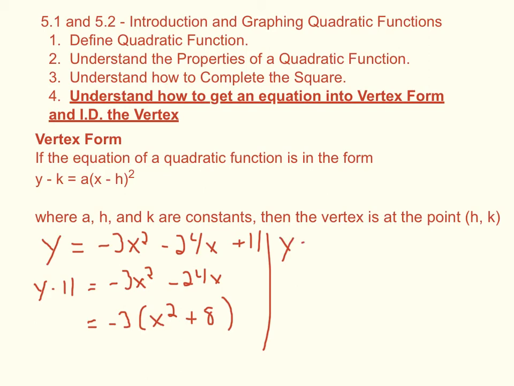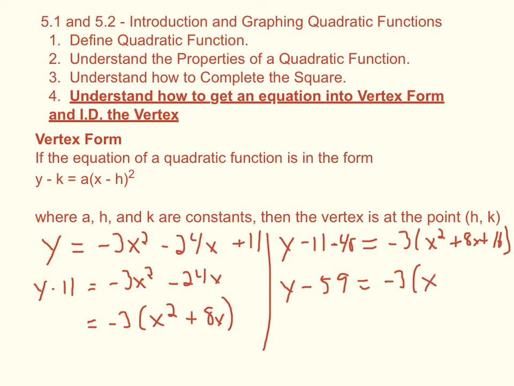Y minus 11 equals negative 3 times the quantity x squared plus 8x. See how I made that mistake over there? Don't do that. Plus 16. Now, what do I put over here on the left side? I added 16 to the right, or did I? Not really. I added 16 times a negative 3. So what do I have to do? I have to add a negative 48 to this side. Y minus 59 equals negative 3 times the quantity x plus 4 quantity squared.